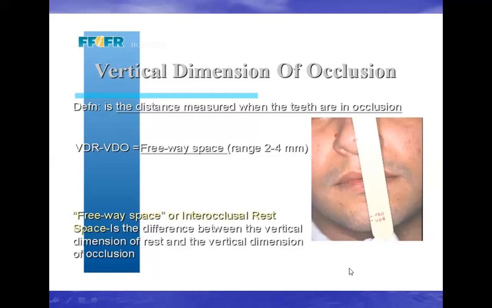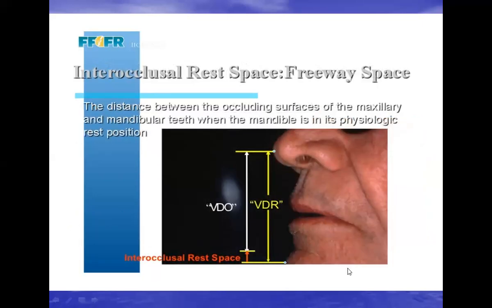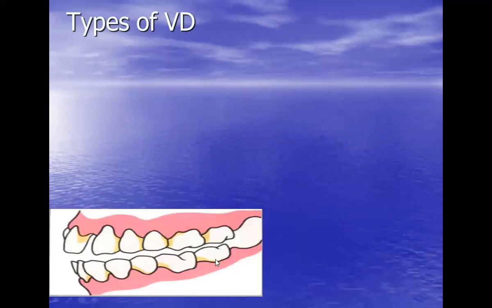This freeway space is something you will learn in orthodontics as well. It is very, very important. So this is the gap. When you are seated in a relaxed, physiological rest state, you would have this space. Why is this space important? To regain the energy of your muscles. Second, if you speak, you need this gap.